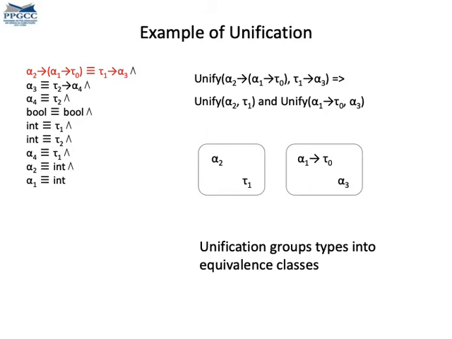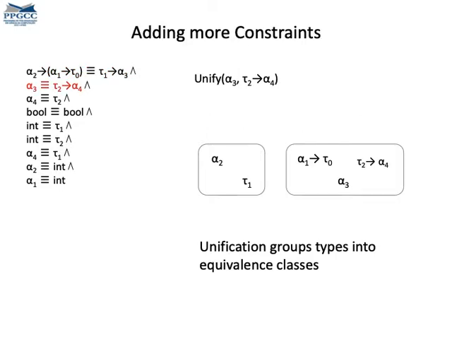I will show how unification works using these constraints as an example. So we start with the red constraint. We have that the two terms at the left of the arrow expression unify. That gives us that alpha2 and tau1 unify. And the terms on the right of the arrow unify too. So alpha1 arrow tau0 and alpha3 unify.